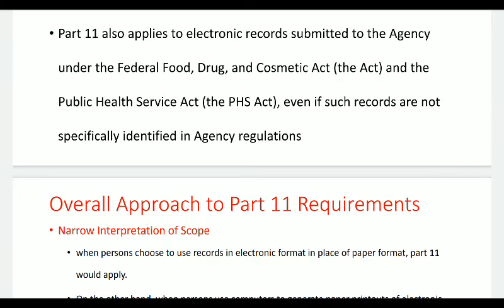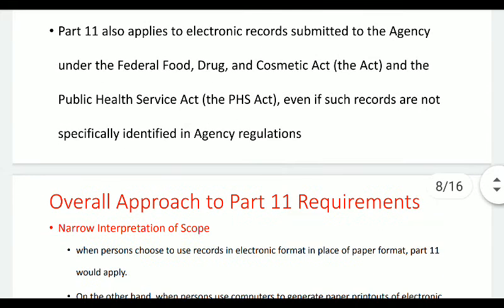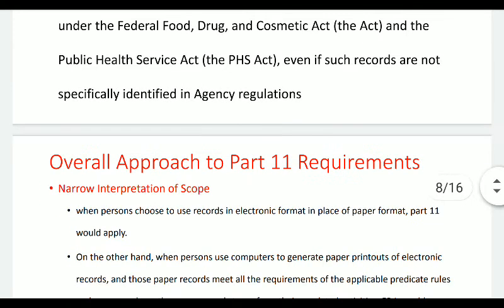Part 11 also applies to electronic records submitted to the agency under the Federal Food, Drug and Cosmetic Act and the Public Health Service Act, even if such records are not specifically identified in agency regulations, which means the instructions given in 21st CFR part 11 are not only limited to the pharmaceutical product, but are also related to cosmetic products as well as food products or any other product which directly or indirectly affects the public health, and that comes under the Public Health Service Act, also known as the PHS Act.